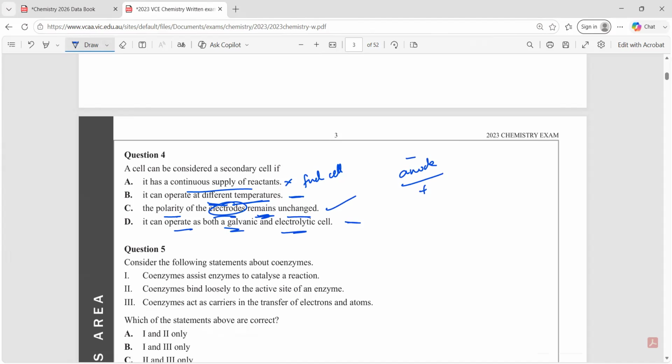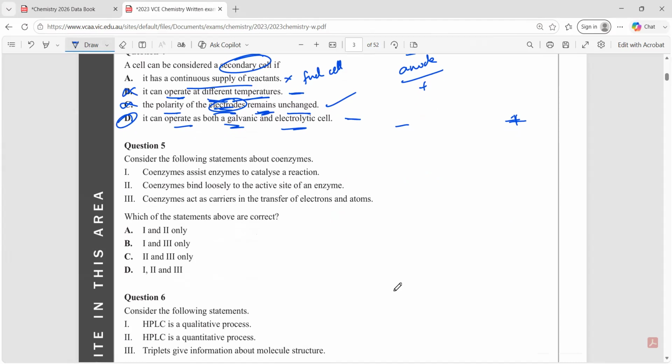What I was thinking when they said the polarity of the electrodes was how secondary cells, the negative and the positive, stay in the same position, but the reactions happening there change, right? But this is saying electrodes, meaning anode and cathode, which are obviously different. It can operate at different temperatures. Just because it operates at different temperatures doesn't mean that it'd be a secondary cell. Okay, so I'd say D.